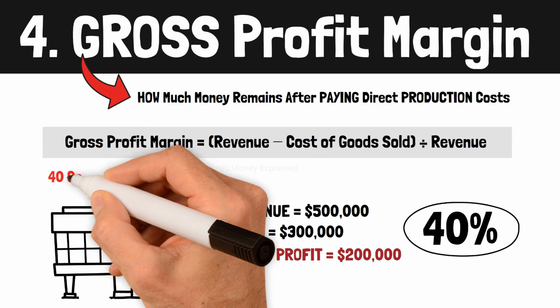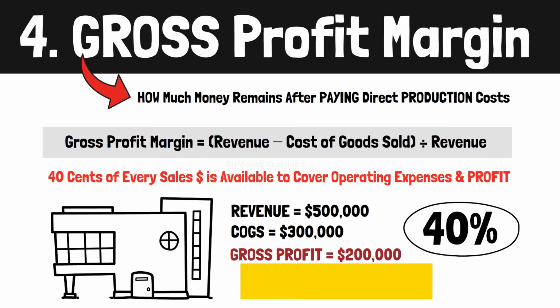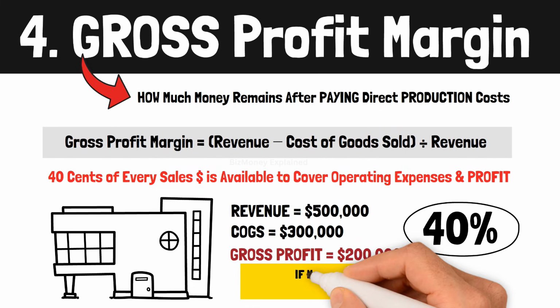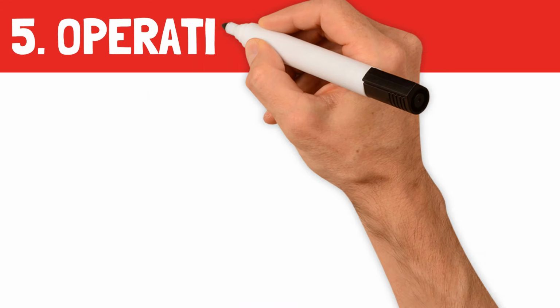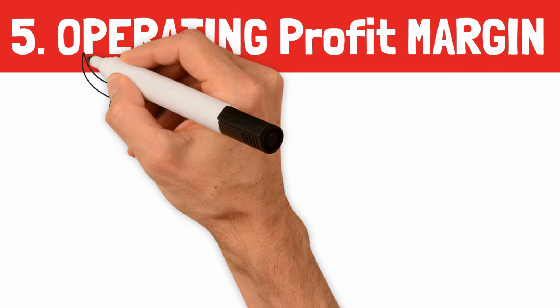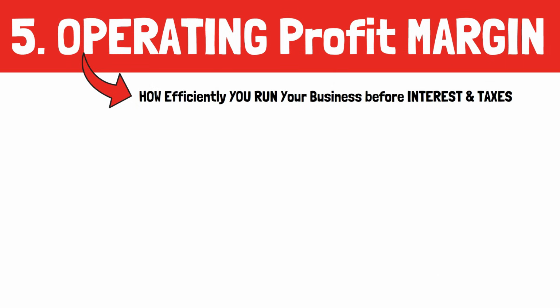That means 40 cents of every sales dollar is available to cover operating expenses and profit. If this margin shrinks, pricing or cost control needs attention. Number 5. Operating profit margin. Operating profit margin measures how efficiently you run your business before interest and taxes.